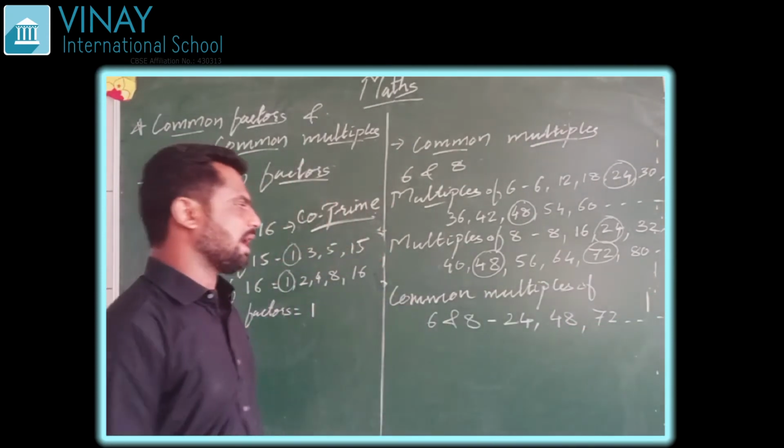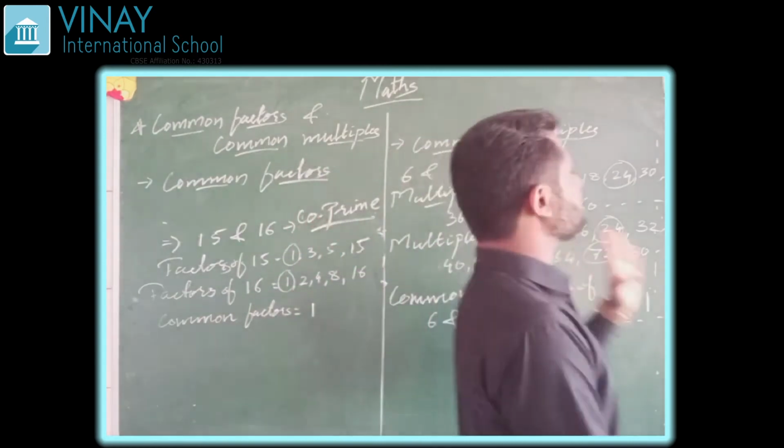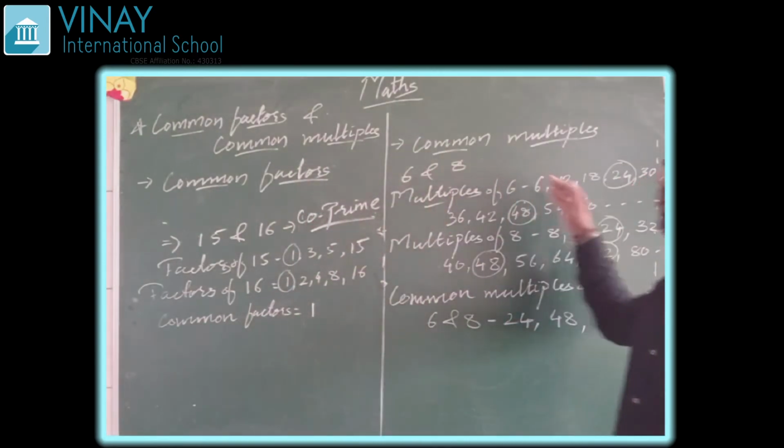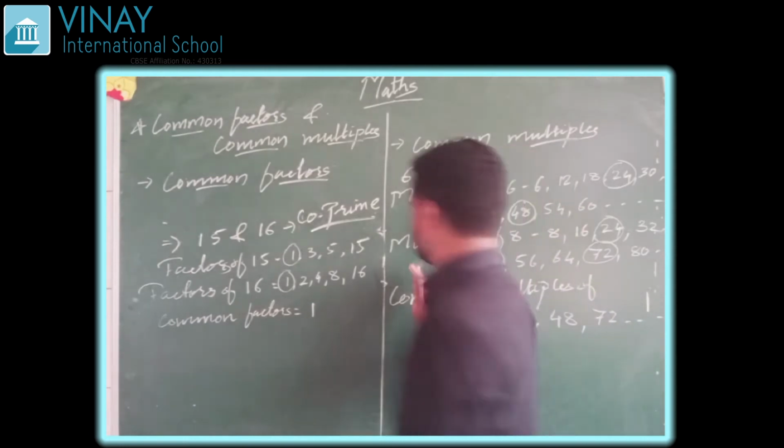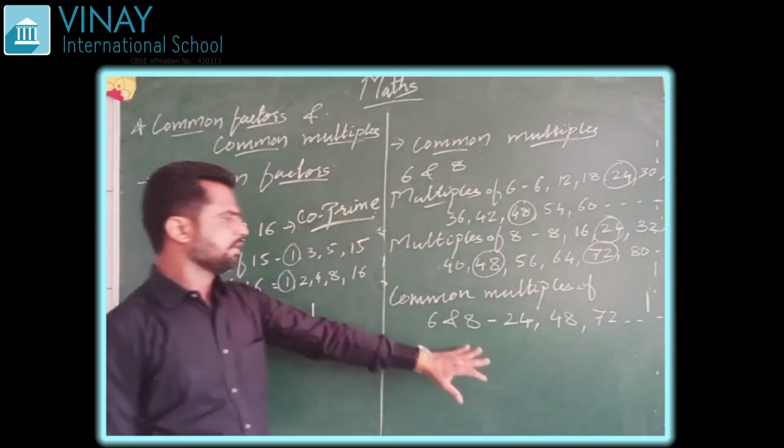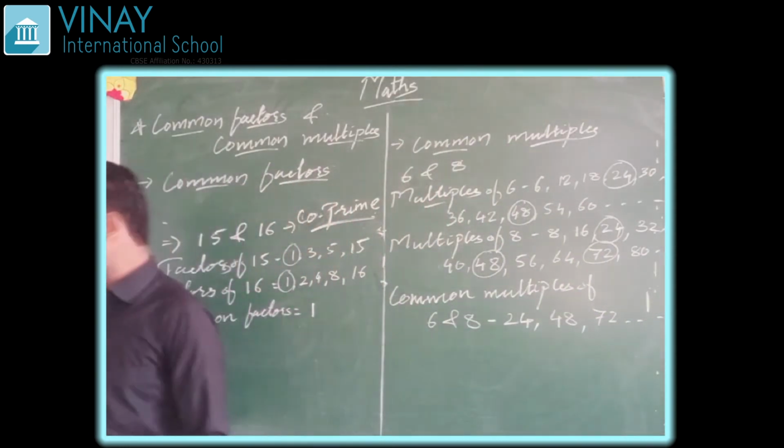Common multiples are always infinite, as multiples are infinite. So we cannot count the common multiples. Now let us do one more example.